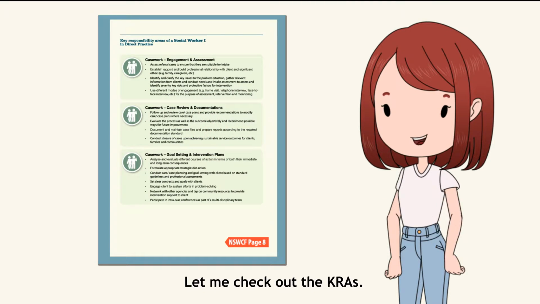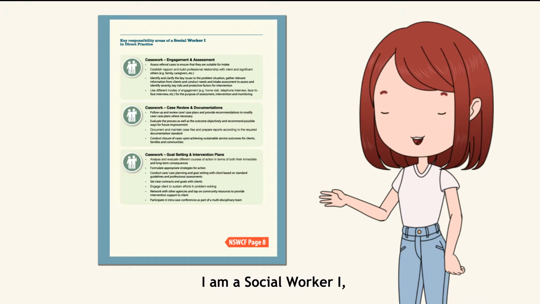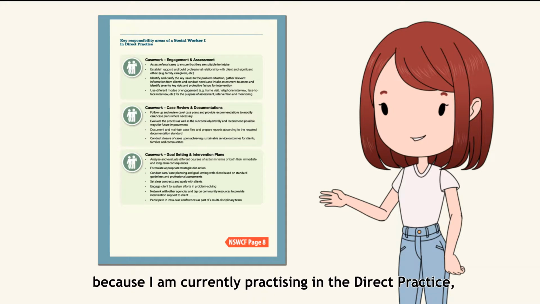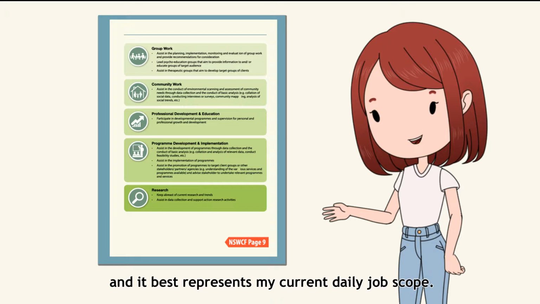Aha! Let me check out the KRAs. Based on the KRAs, I am a Social Worker 1. Because I am currently practicing in the direct practice, and it best represents my current daily job scope.